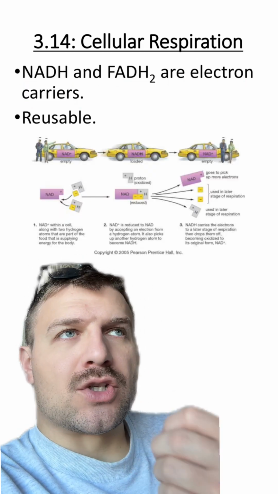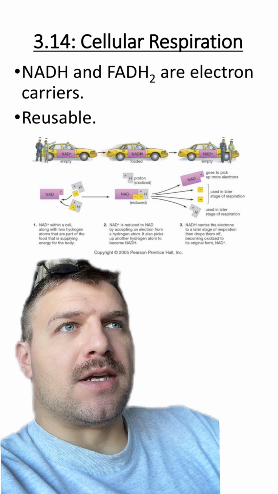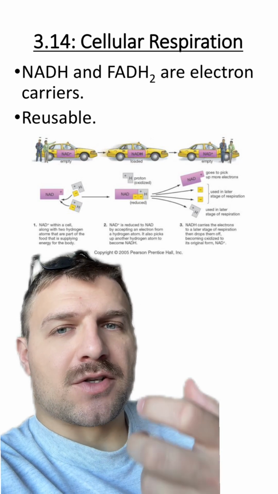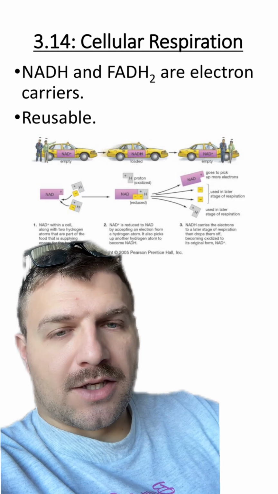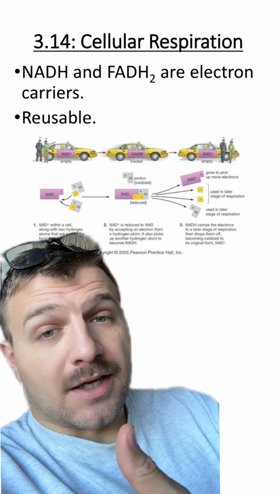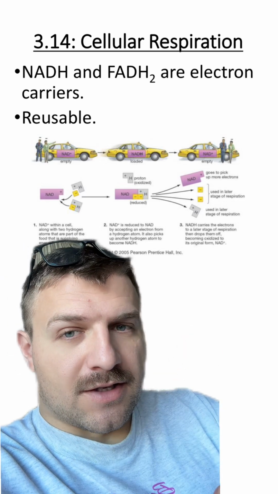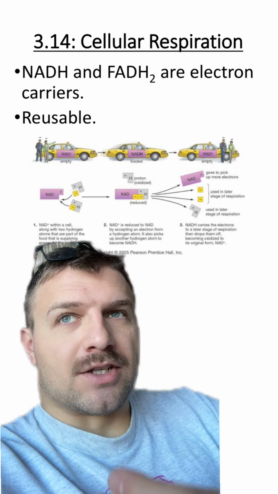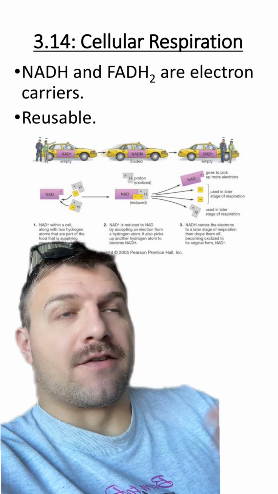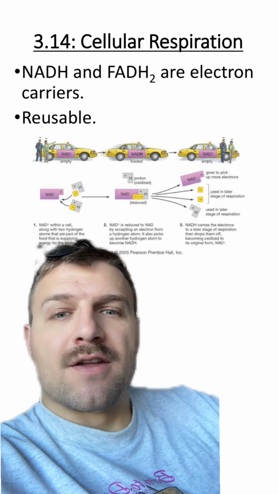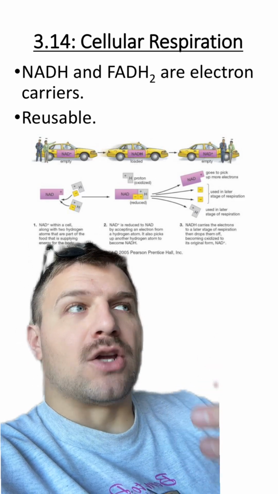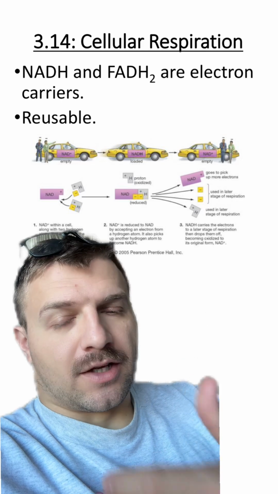One molecule that we should know about before getting into the details of cellular respiration are NADH and FADH2. These are very similar molecules to the NADPH that we saw in photosynthesis. So much so that NADH is just NADPH without a phosphate group. But basically, these are reusable electron carriers that are going to just carry or transfer energy during this process.